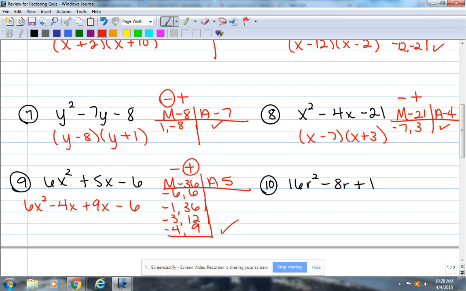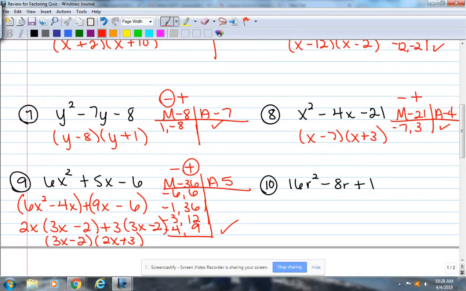How do we factor with 4 terms? Grouping. Group the first 2 and the last 2 together. What is my GCF in my first group? 2x. So what times 2x is 6x squared? 3x minus what times 2x is 4x? Plus, what's my GCF in the next group? What times 3 is 9x? Minus what times 3 is 6? And I have the same thing in both parentheses. So what are my 2 binomials? Any questions about that?